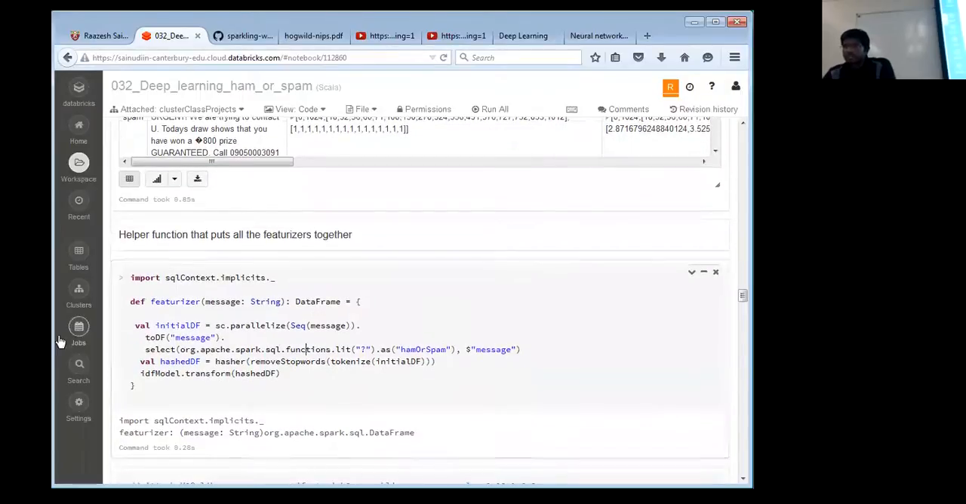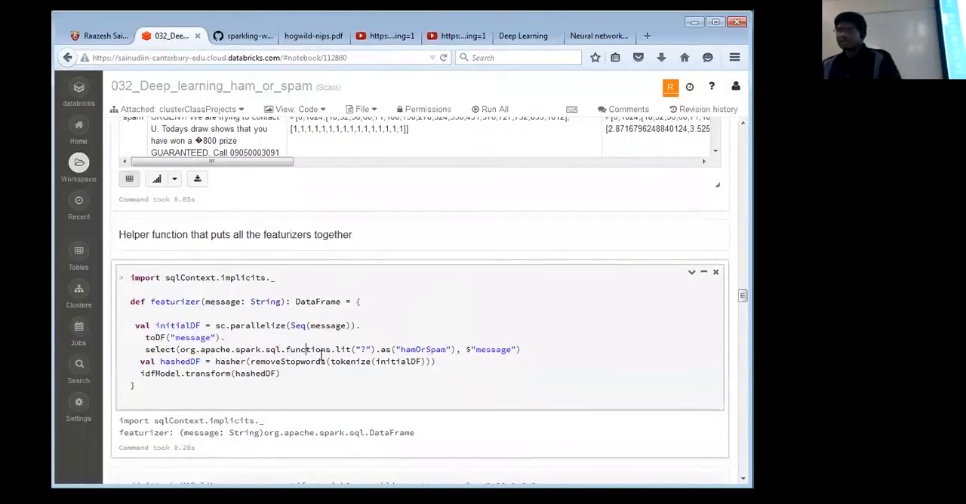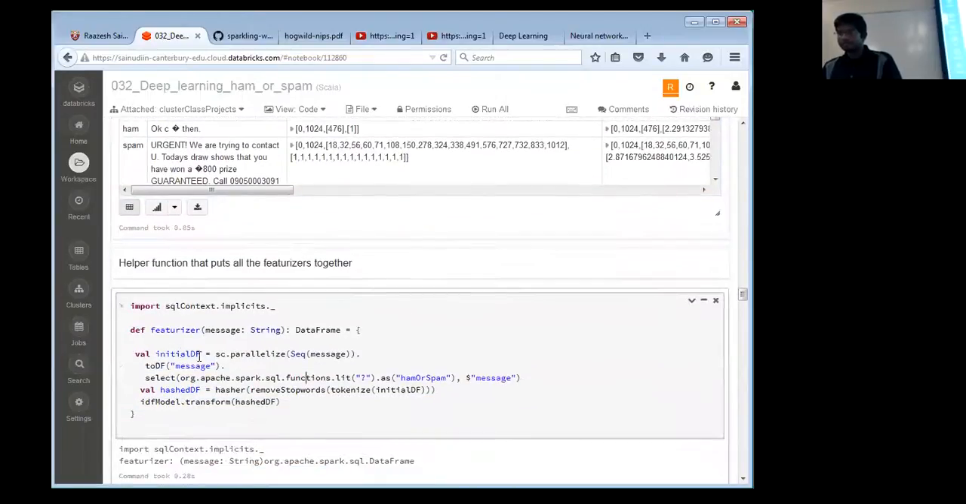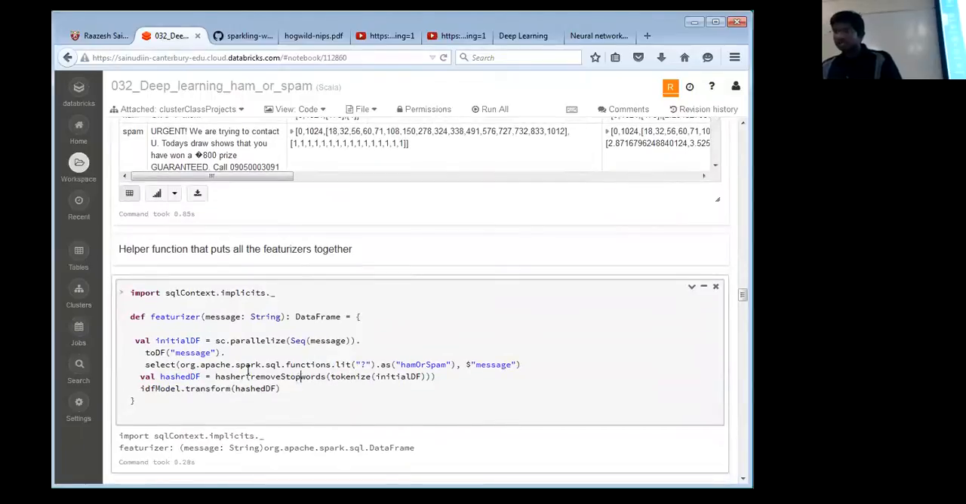So this function is nothing but, I just put all of these things together: tokenize, remove stop words, hash. I just put all of these things together in a helper function.